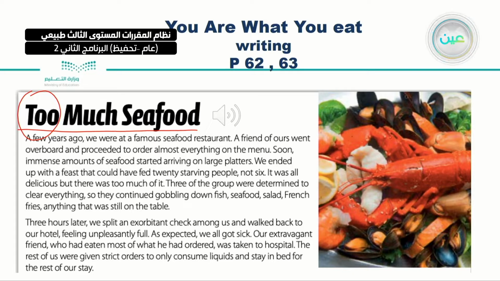Three hours later, we split an exorbitant check among us and walked back to our hotel, feeling unpleasantly full. As expected, we all got sick. Our extravagant friend, who had eaten most of what he had ordered, was taken to the hospital. The rest of us were given strict orders to only consume liquids and stay in bed for the rest of our stay.